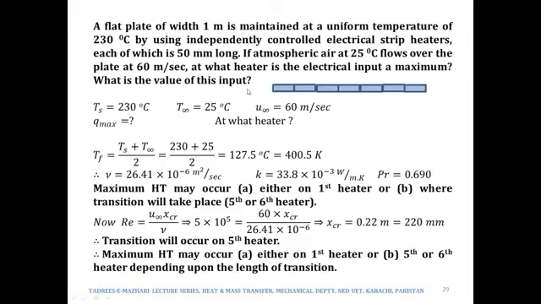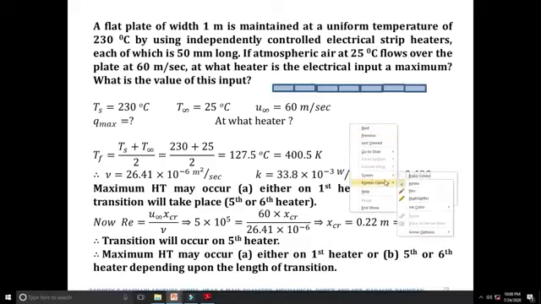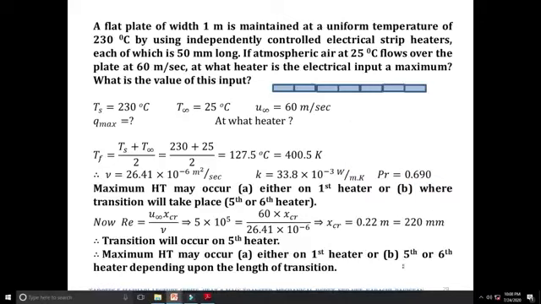At what heater is the electrical input a maximum? So which heater would have maximum electrical energy or power input? So we have to find out Q max, and we have to find out at which heater maximum Q would be taking place, maximum heat transfer would be taking place.